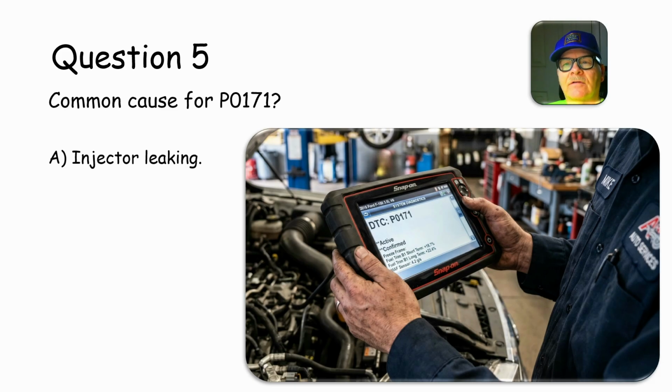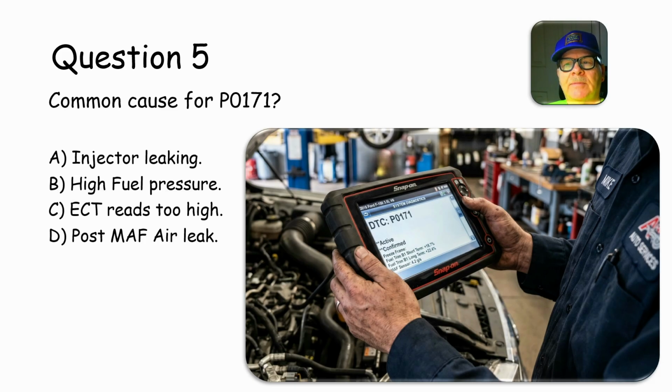Question 5. What is a common cause for a P0171? Would it be a leaking injector, high fuel pressure, ECT reads too high, or post-mass airflow air leak?